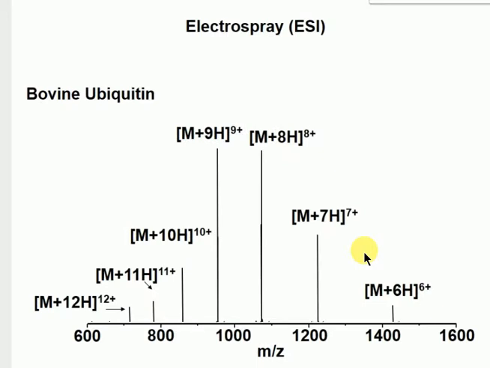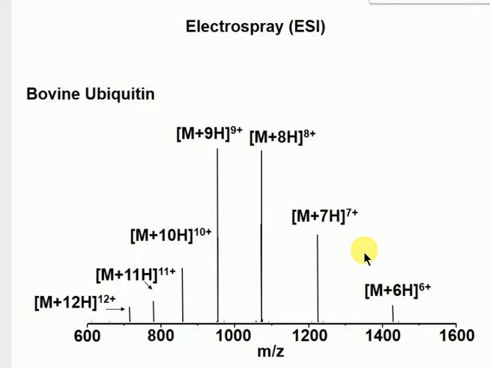So this is ubiquitin, which has a mass of 8.5 kilodaltons. It's an electrospray spectrum, so we talked about this last time. What you see is this distribution of different charge states. These are ubiquitin ions with 6 protons, with 7 protons, 8, 9, 10, and so on.